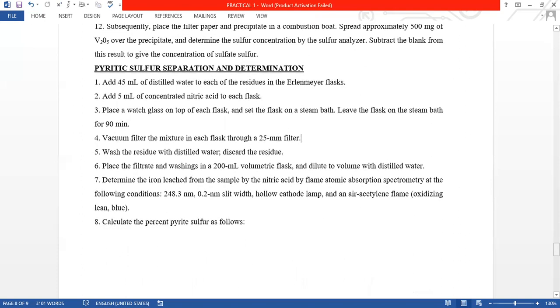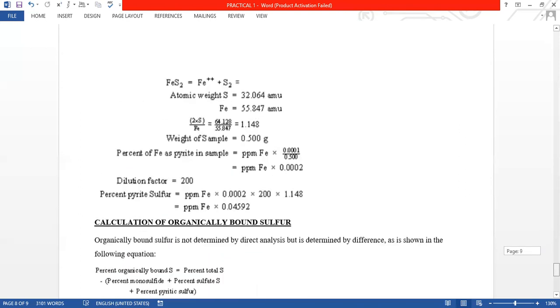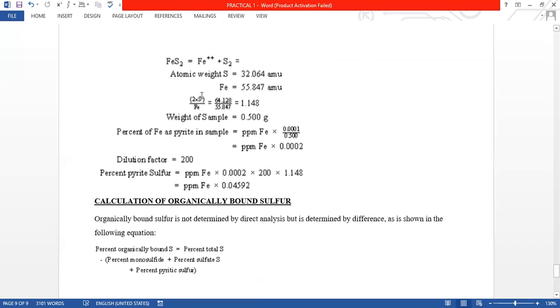We add distilled water to the residue in the Erlenmeyer flask, and after that nitric acid to each flask, then a watch glass on each flask, and set the flask on a steam bath. Vacuum filter the mixture in the flask and wash the residue. This is how I determine the iron leached from the sample by the nitric acid. And then calculate the pyritic sulfur, which is as follows. This is how we calculate the percentage pyritic sulfur in ppm.